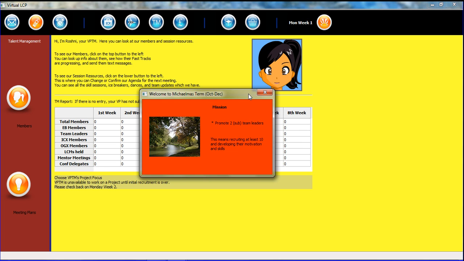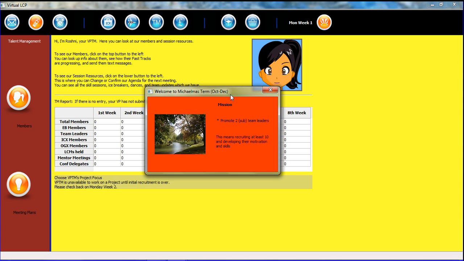So let's begin. Right, welcome to Michael's term, which is the first term from October to December. And we have a mission: to promote 2 sub-team leaders. These will be mini-teams in incoming exchange or outgoing exchange. In practice this means we'll have to recruit at least 10 members to justify having sub-team leaders, and we have to develop them so that they're motivated and skilled enough to be promoted. Can we do this? Well, let's start.